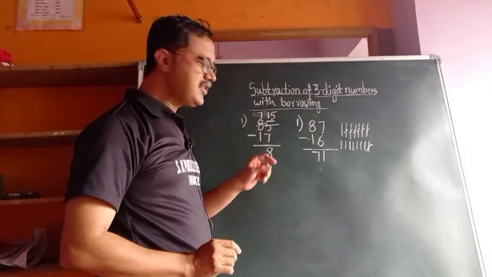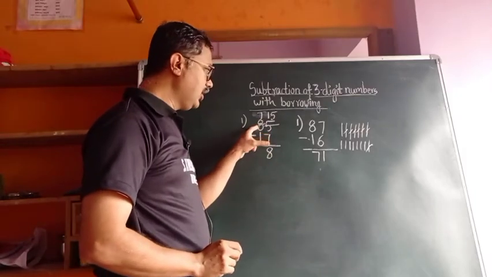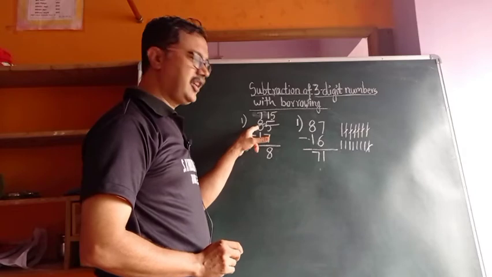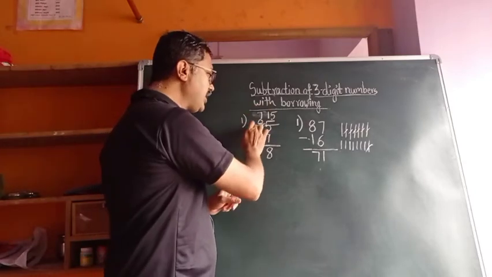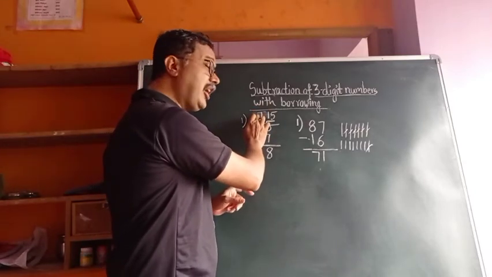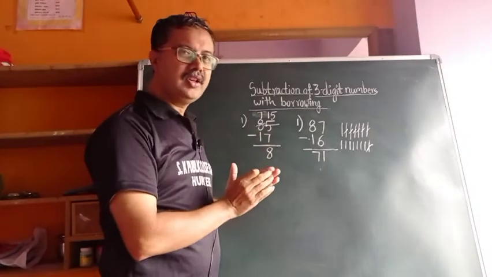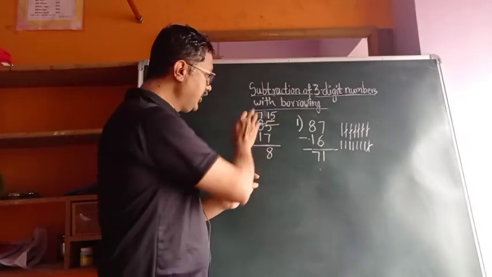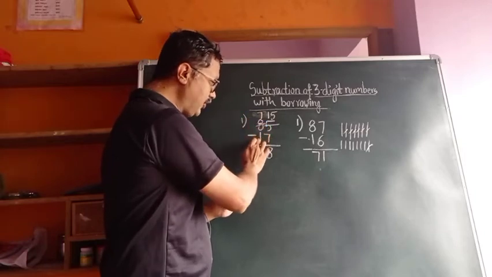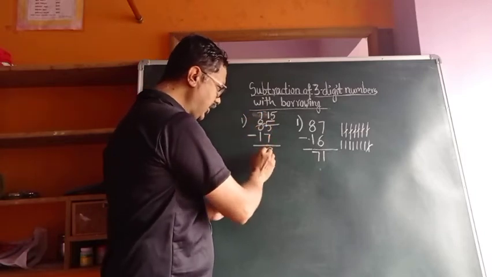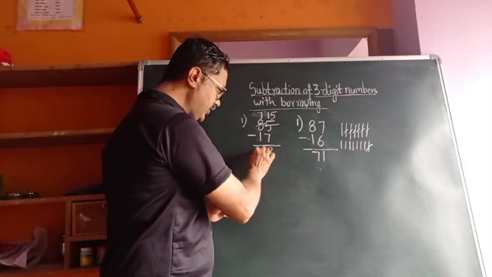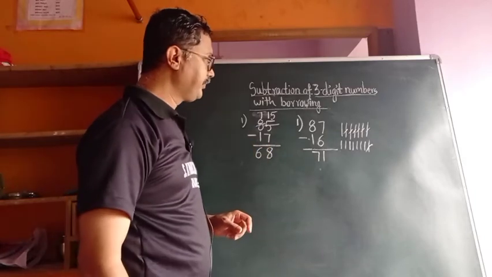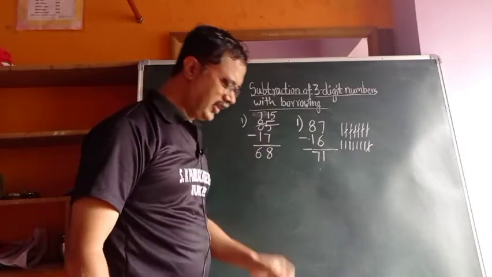Now in this case what do you have to do? Don't count this 8. You only have to consider the upside number, the new number we wrote. 7 minus 1, this upside number minus 1. 7 minus 1 means 6.